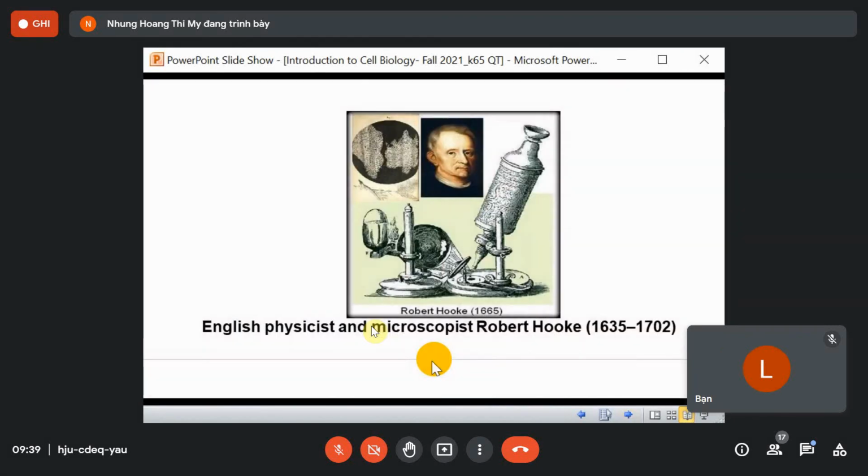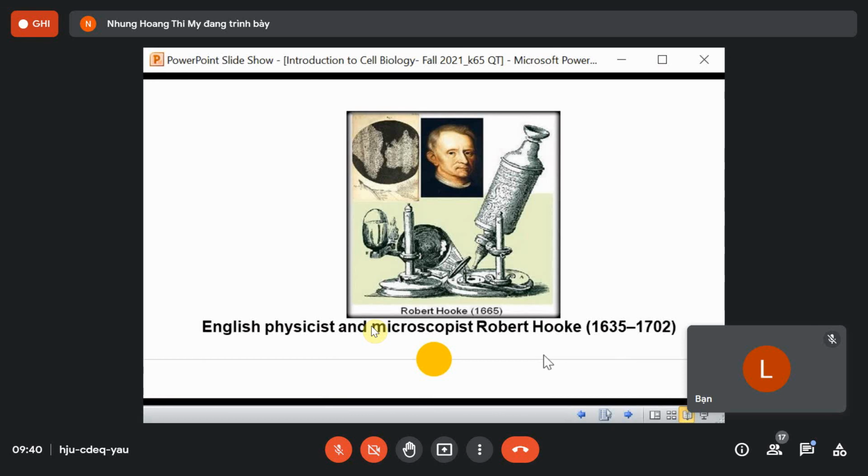Robert Hooke is the first scientist to give the name cell to the subject he observed on the cork slice. And the study was done in 1665. That means the 17th century. It's quite far from now.